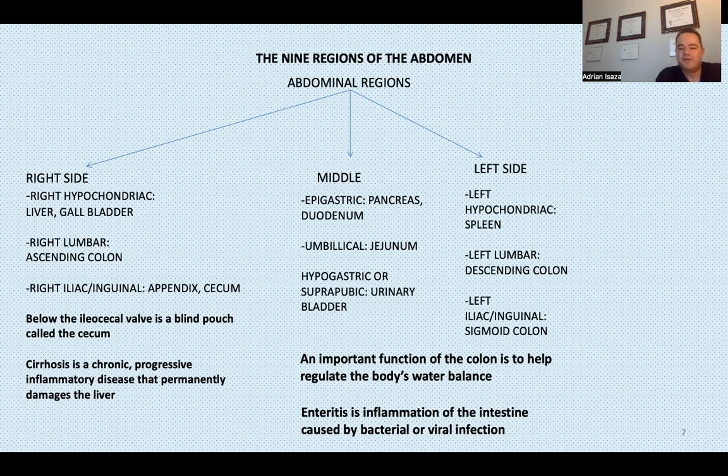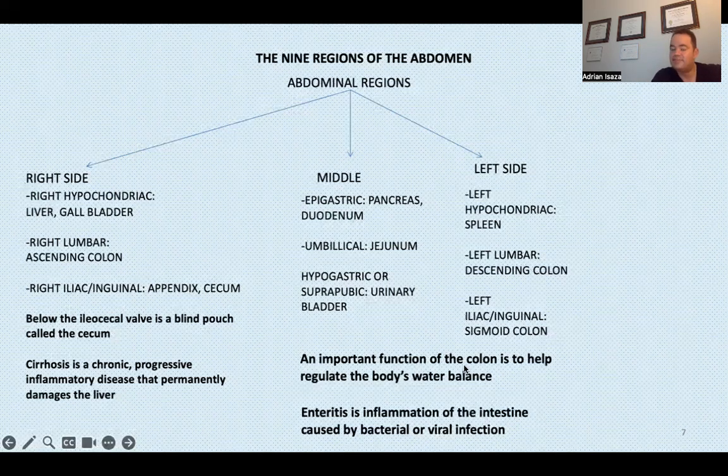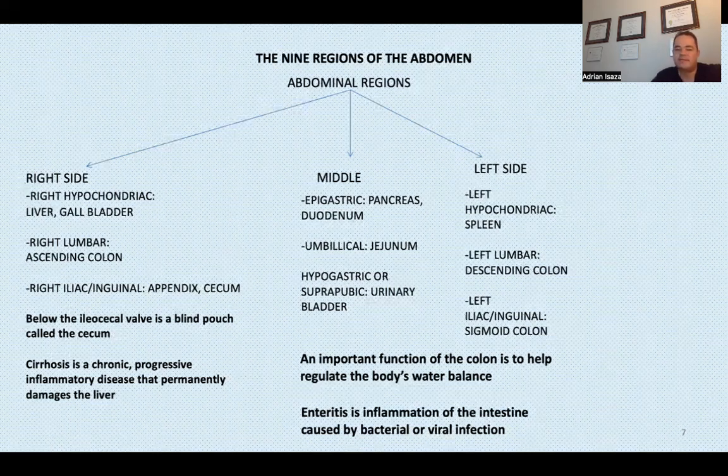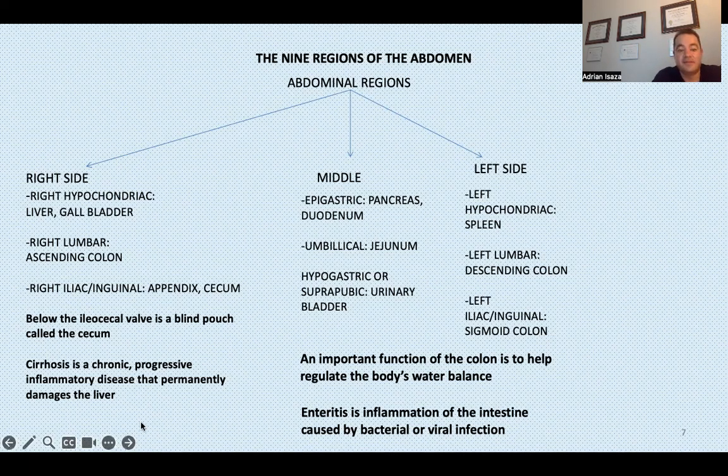But anyway, the important function of the colon, which is the large intestine, is to help regulate the body's water balance. And last one, enteritis is inflammation of the intestine caused by bacterial or viral infection. So here we're talking about gastroenteritis, right? Inflammation of the stomach and the intestine.